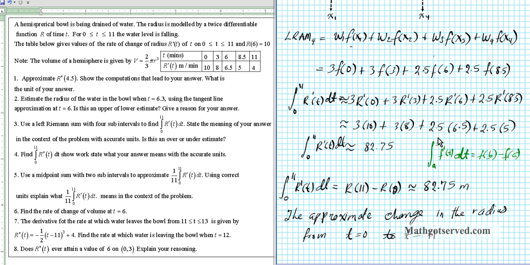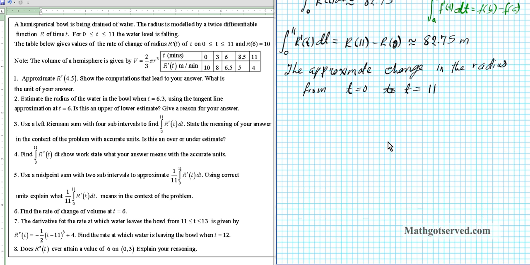All right, let's take a look at question number 4. It kind of looks like number 3, but it's totally different. In number 4, we had to find the integral from 0 to 11 of the second derivative, r double prime dt. What's the difference between this one and number 3? In number 3, we had the function and were looking for the area underneath it. Now we're looking for the area underneath the derivative of the function from 0 to 11.